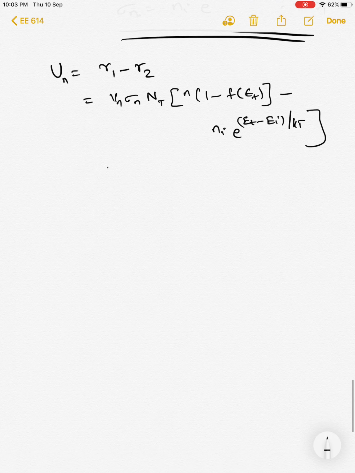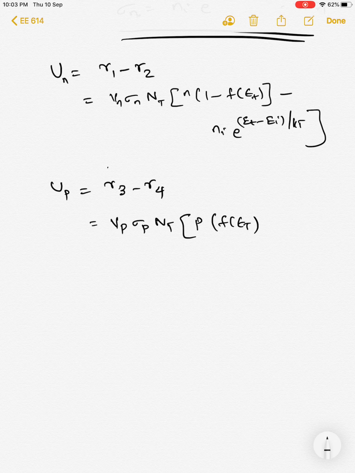You can calculate the same thing for holes, R3 minus R4, hole trapping. R3 is the hole trapping from the valence band to the trap site, and R4 is the hole emission from the trap site back to the valence band, right? Which will turn out to be Vp sigma p Nt into p f of Et, right? Because this is proportional to the trap site being occupied by the electron, because that's the opposite of a hole being sent there, right?